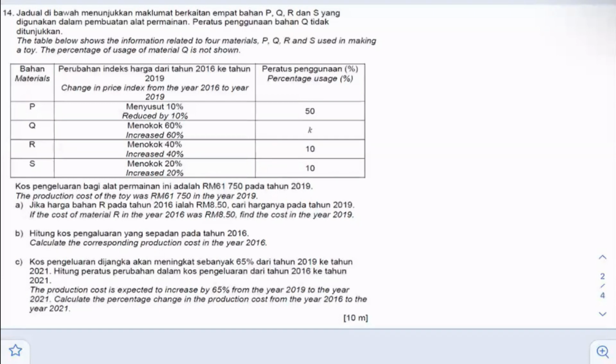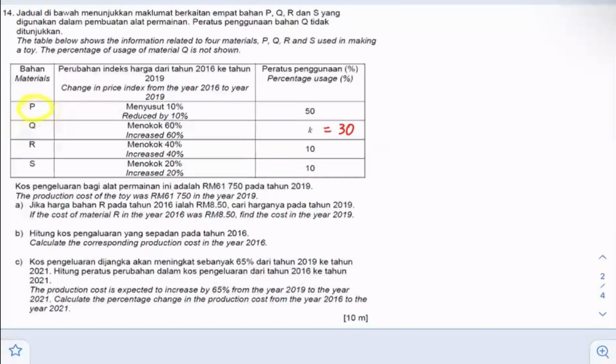First, the table below shows the information related to 4 materials. We have items P, Q, R, and S, and these 4 materials are used in making a toy. The percentage of usage of material Q is not shown, which means you don't know the weightage of Q. But as you can see here, it is a percentage, which means the total will always be 100%. So in order to find K, you just need to use 100 minus 50 minus 10 minus 10, and you will get K equal to 30.